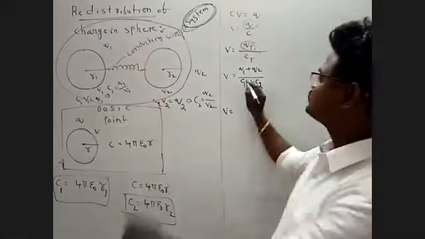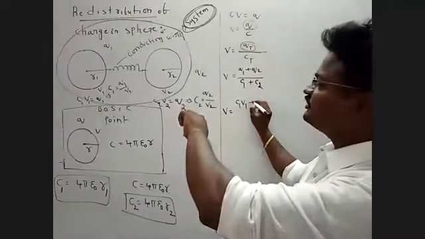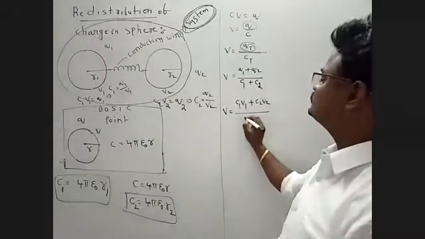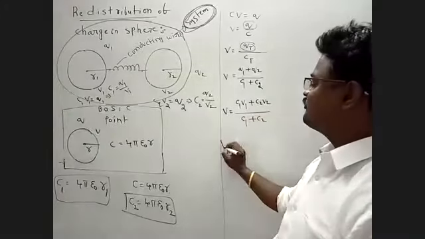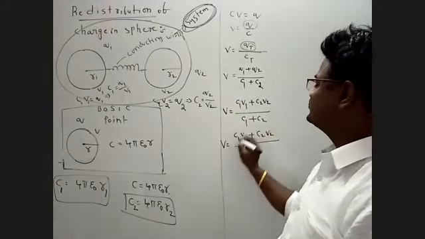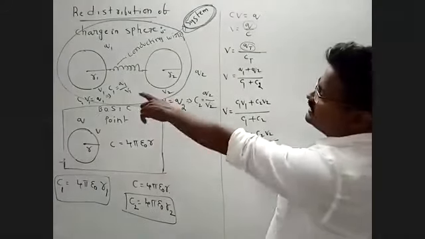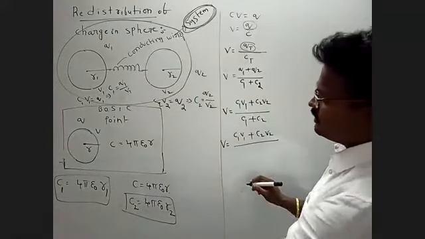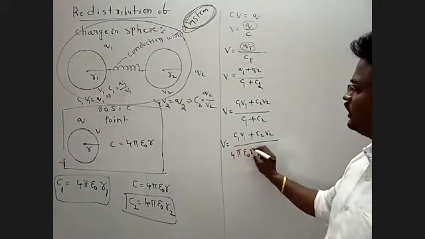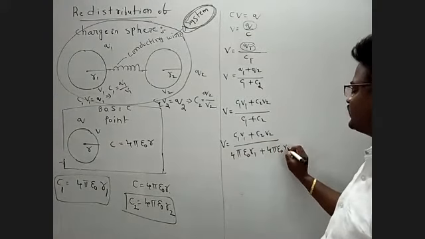So what are we going to write? Q1 means C1 V1, Q2 means C2 V2. V is equal to (C1 V1 plus C2 V2) by (C1 plus C2). Here C1 means 4 pi epsilon naught R1, and C2 means 4 pi epsilon naught R2.